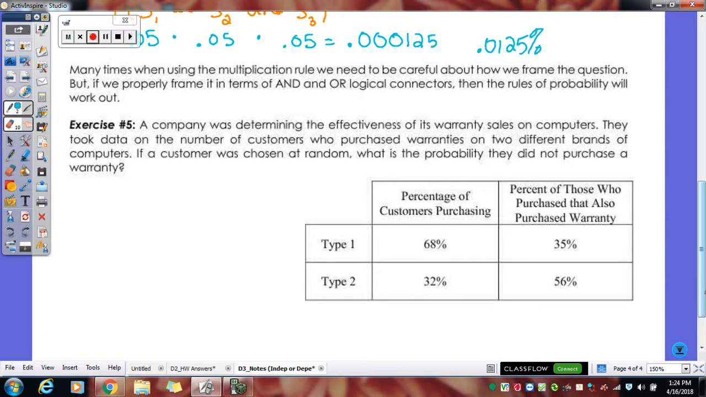All right, many times when using the multiplication rule, we need to be careful about how we frame the question, but if we properly frame it in terms of and or, then the rules of probability will work out. So our last problem in our notes, a company is determining the effectiveness of its warranty sales on computers. They took data on the number of customers who purchased warranties on 2 different brands of computers. If a customer was chosen at random, what is the probability they did not purchase a warranty? So what we're looking at here is the probability that they picked computer type 1 and they decided to go with no warranty. I don't know why you would go with no warranty. Or they picked type 2 and no warranty.